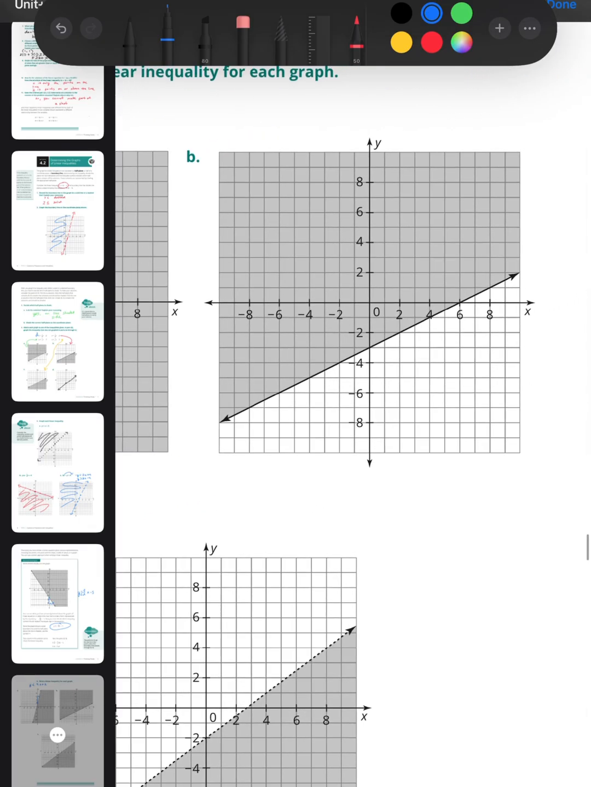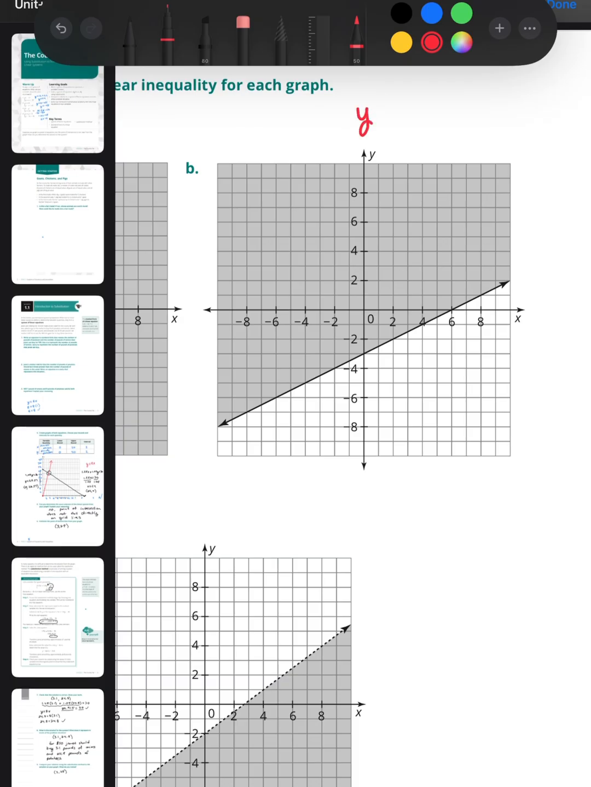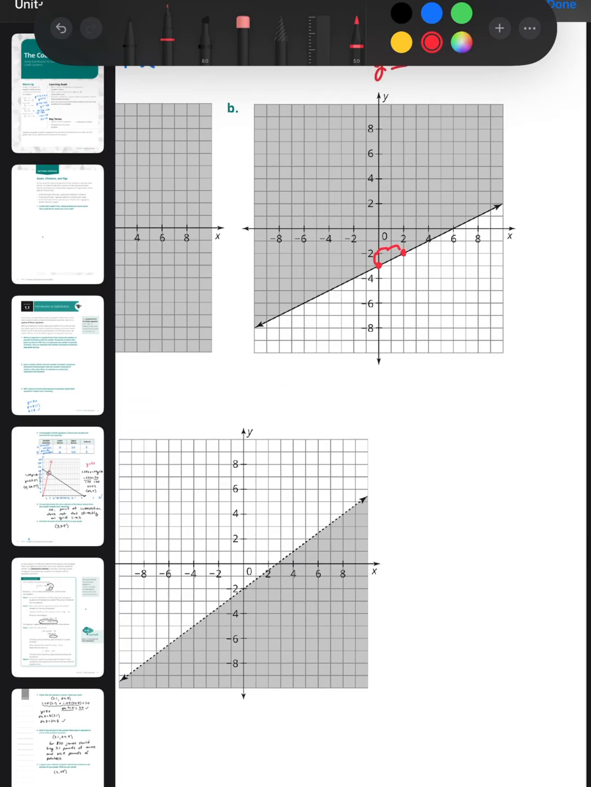Okay, if we go over to B, B is now shaded above the line, so we know it's a greater than sign. It is a solid line, so we got the or equal to. This one looks like it has a y-intercept at -3, and our slope is going up 1, right 2. So we get 1/2 x minus 3. So there's our inequality for that one.